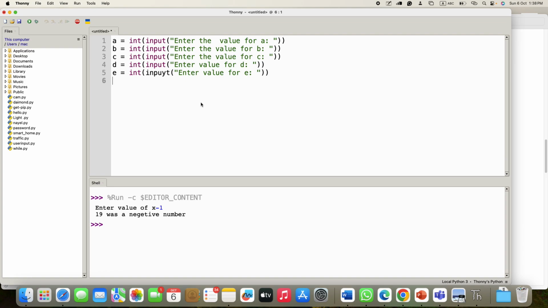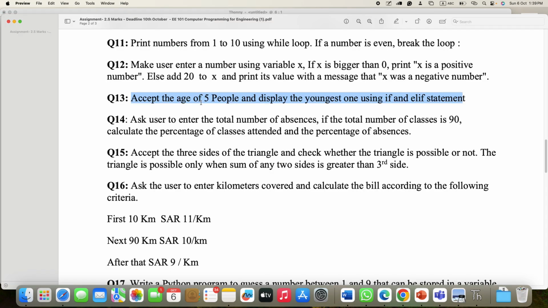Now, what we need to do is find, oh sorry, I forgot what we need to find. Display the youngest using if and elif. So we got 5 people. We need to find who is the youngest. What do I mean by youngest? Youngest means the lowest number of years he has lived.